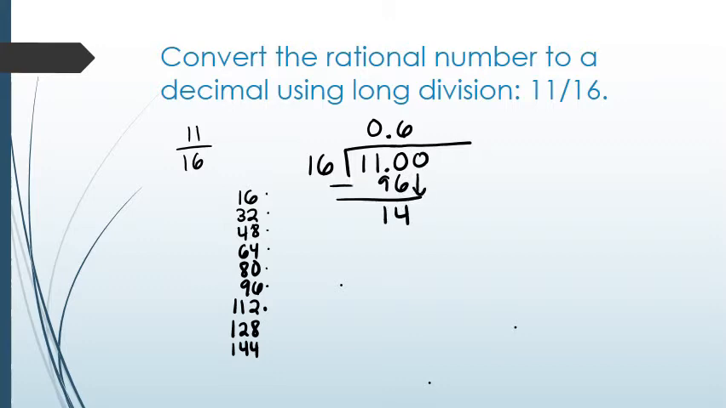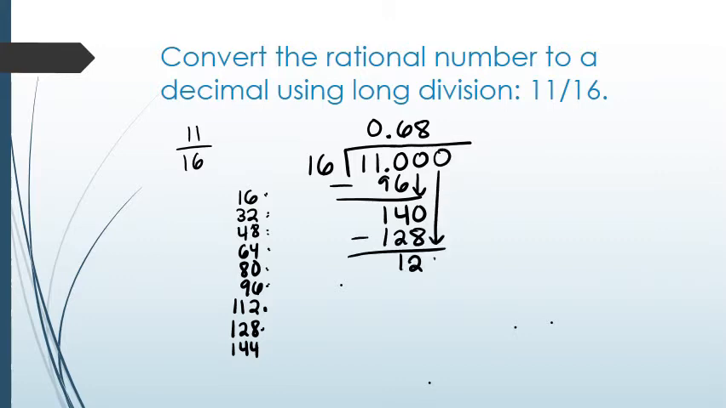Bring down another 0. 16 goes into 140 a total of 1, 2, 3, 4, 5, 6, 7 times, as 112. Oh, I made a mistake, not 112. We want to go actually a little bit further. We want to go up to 128. So it's going to go in 8 times, as 128. We'll subtract and get 12.